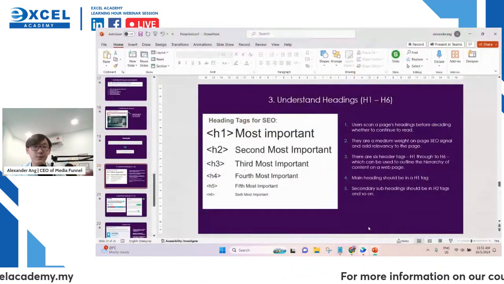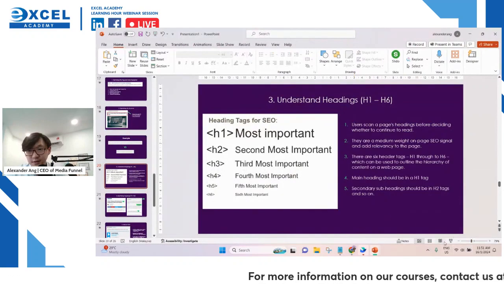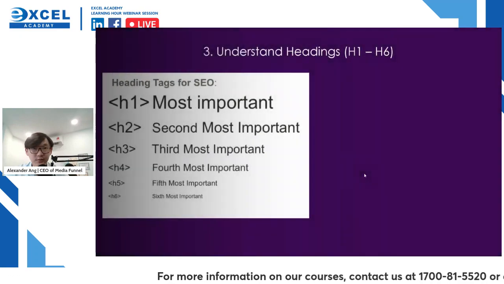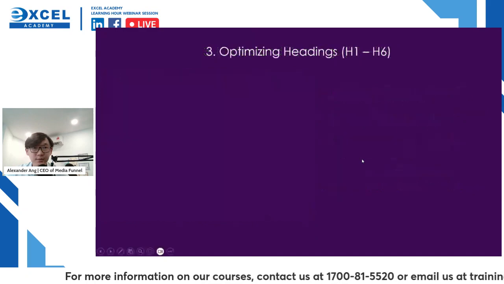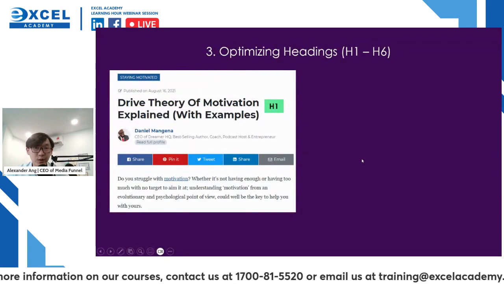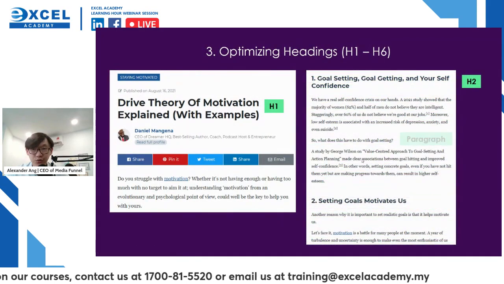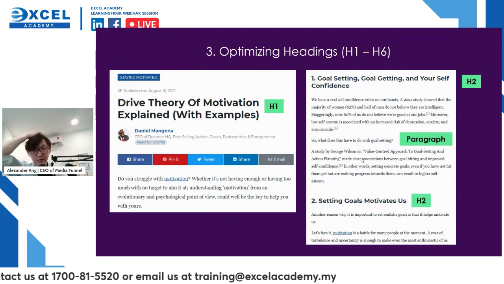Okay, so this is understanding headlines. Let me share with you more. Let me see if I can see more. So H1 example, H2 example, paragraph, H2, like that.